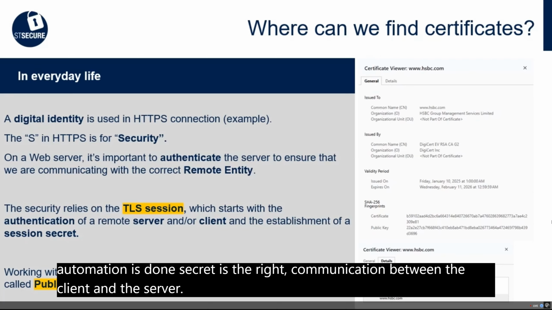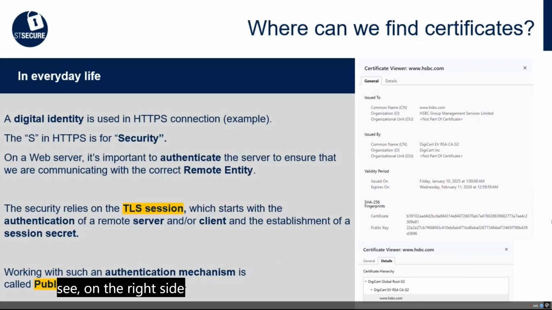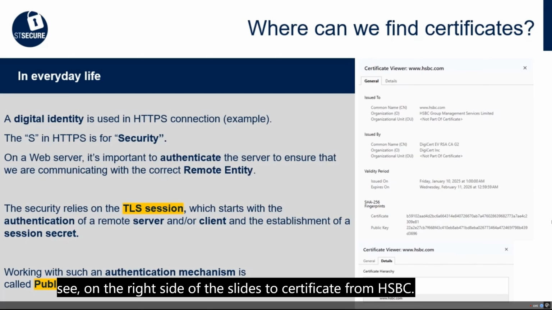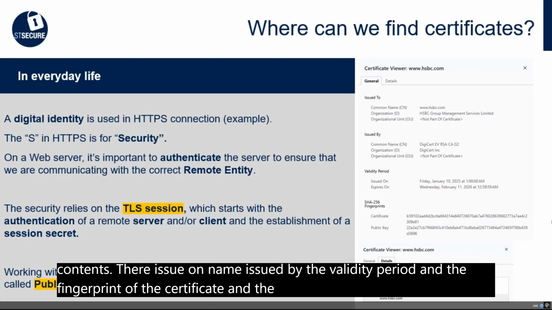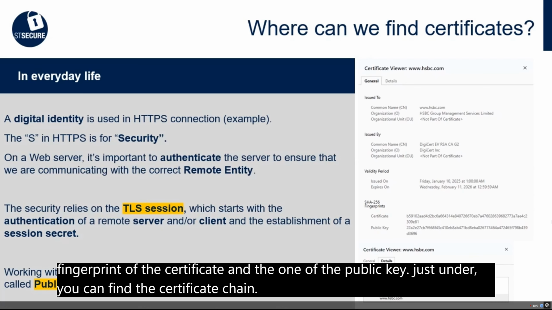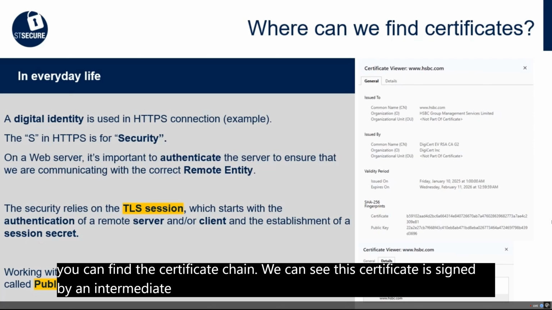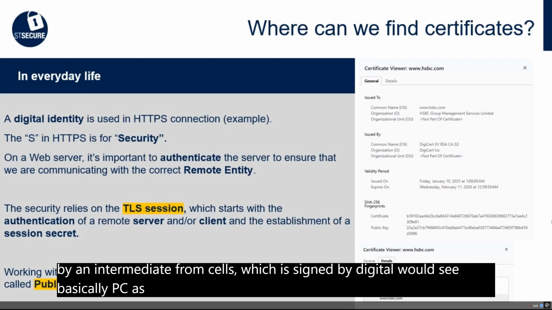See on the right side of the slide the certificate from HSBC. Take a look at the contents. There is the issuer name, issued by, the validity period, and the fingerprint of the certificate and the one of the public key. Just under, you can find the certificate chain. We can see that this certificate is signed by an intermediate CA certificate from DigiCert, which is signed by DigiCert root CA. Basically, your PC has a trust store with all the root CAs that are accepted.